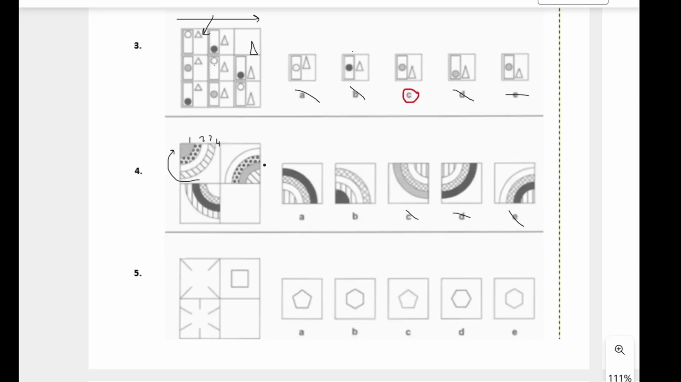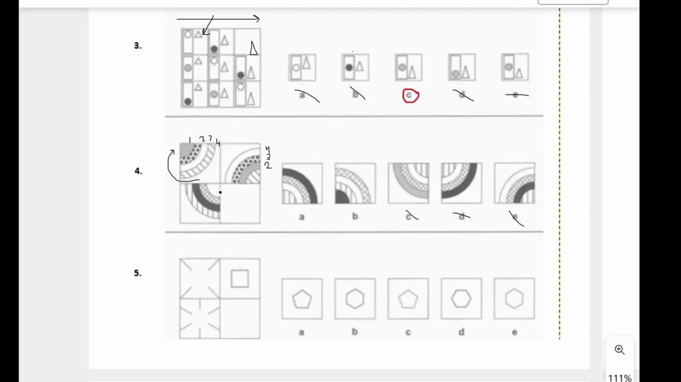This grey goes to position 2. We're pushing out the pattern. This dotted one goes from position 2 to 3. And this white one goes from position 3 to 4. Let's push out the pattern again, push out the position.